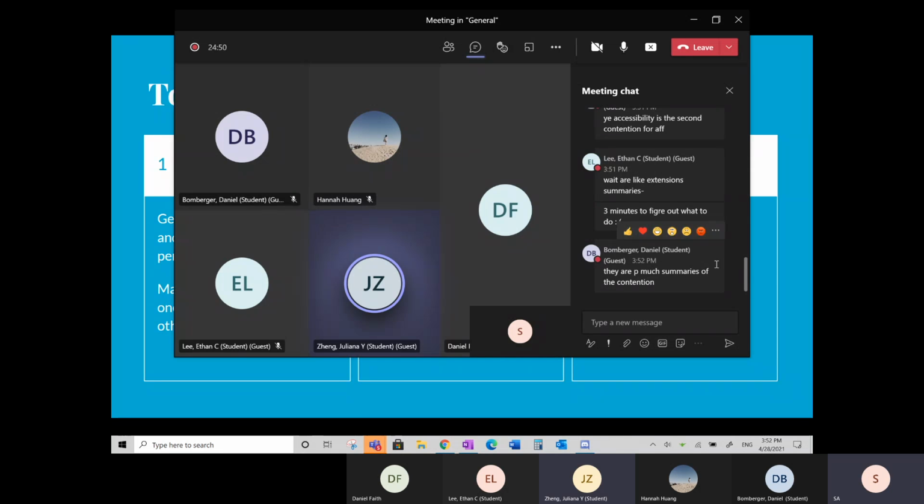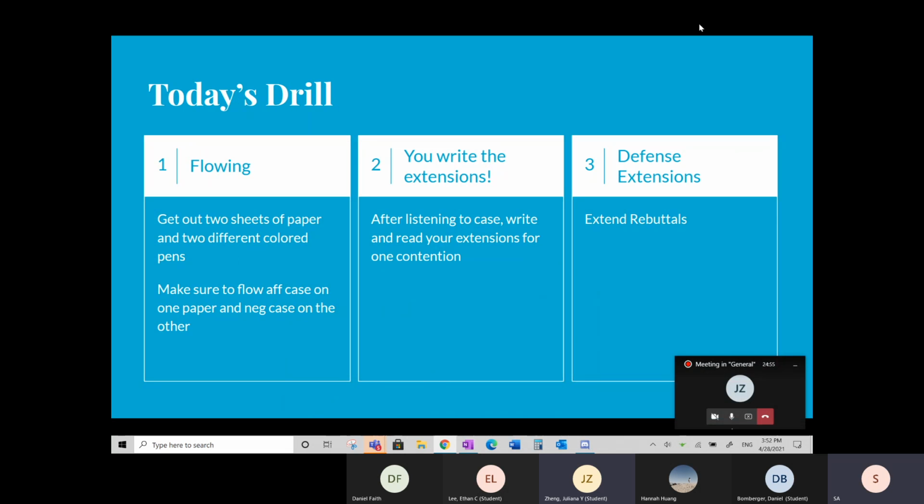Wait, this is for the sorry, I'm stuttering a lot. For the accessibility for AF, I think the first card was Prescription Justice 17. This is just for a clarification. Was it 4.5 million or 45 million? Just wondering. Wait, for the second contention. Yeah, for accessibility, I have it flowed as 45 million. Yep. So is it 4.5? No, 45. Oh, okay.